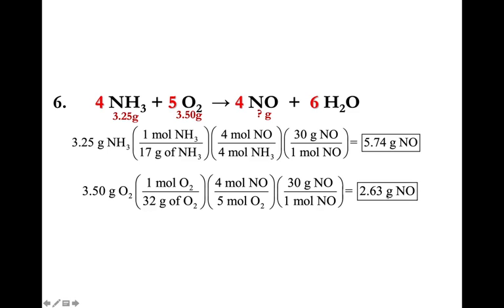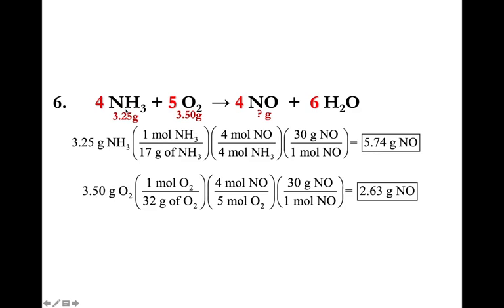So if I do my math, 3.5 divided by 32 times 4 divided by 5 times 30, I get a mass of 2.63 grams. Well, which one is my limiting reactant, and which is the amount that I would actually get? It's going to be this smaller amount here. The amount of mass I would have generated is the 2.63 grams of NO. So which is my limiting reactant? It's my oxygen. 3.50 grams is my limiting mass of oxygen.